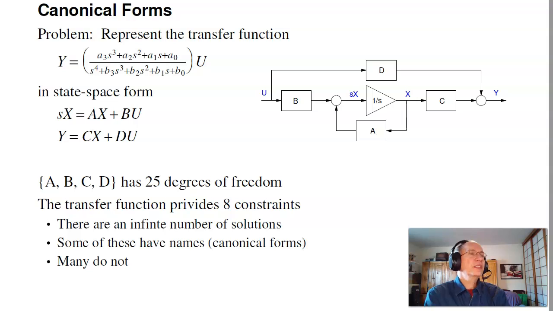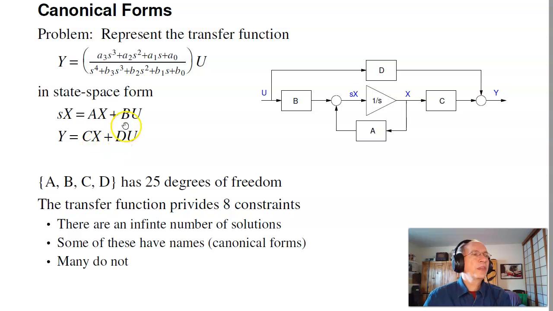Now, here's kind of an interesting observation. Given a generic fourth order system like so, I've got 8 degrees of freedom. There's your 1, 2, 3, 4 in the numerator, 1, 2, 3, 4 in the denominator. If I represent this in state space form, I actually have 25 degrees of freedom. This is a fourth order system, so A is a 4 by 4 matrix, that's 16. B is a 4 by 1 matrix, C is a 1 by 4, D is a 1 by 1. Altogether, I've got 25 degrees of freedom.